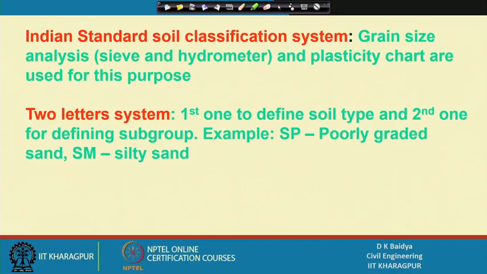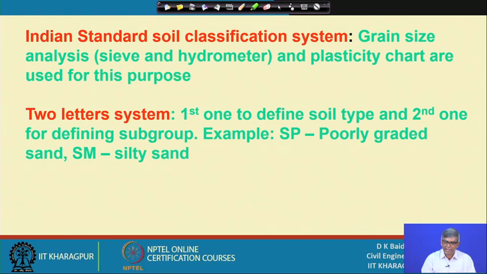Finally, combining all these things, we can conclude with a symbol, and a 2-letter system is there for classification. The first letter defines the soil type, and the second letter defines the subgroup. An example is like this: SP, when a soil is finally classified as SP. What does it mean? It means poorly graded sand. So, the first letter is giving the soil type, sand, and the second letter is the subgroup. What type of sand is it? Poorly graded sand. So, poorly graded is a subgroup.